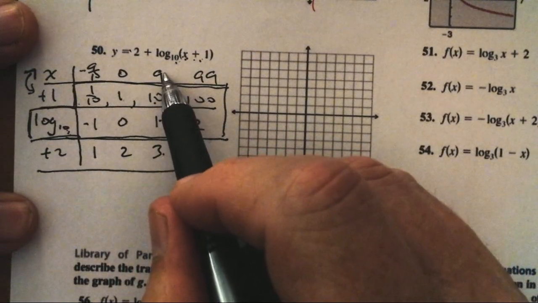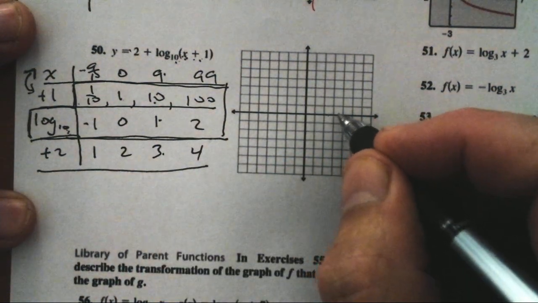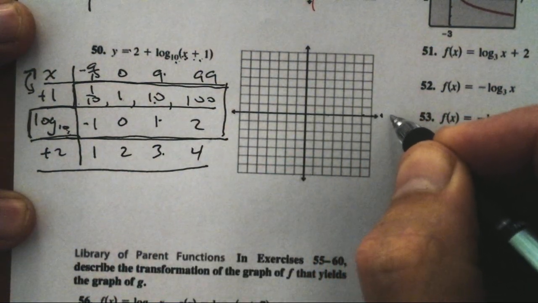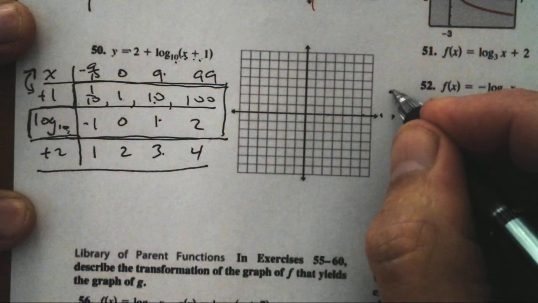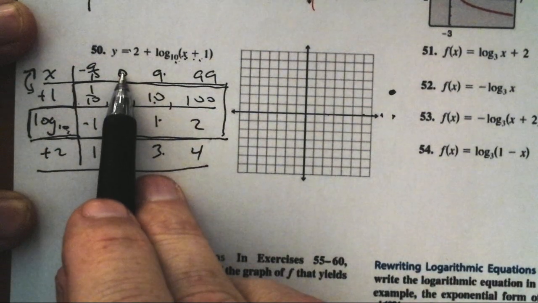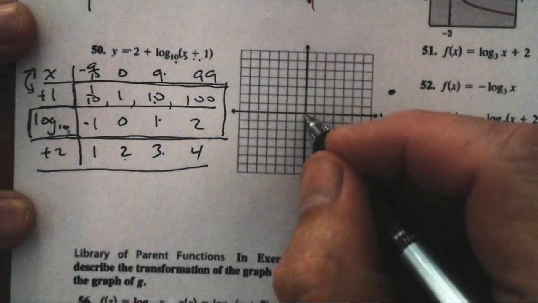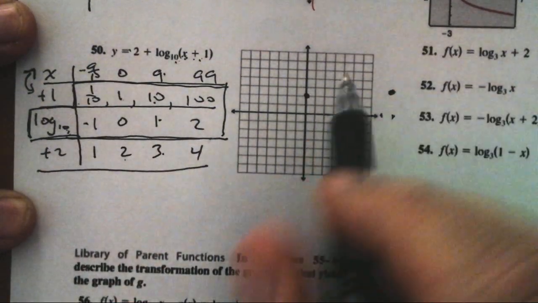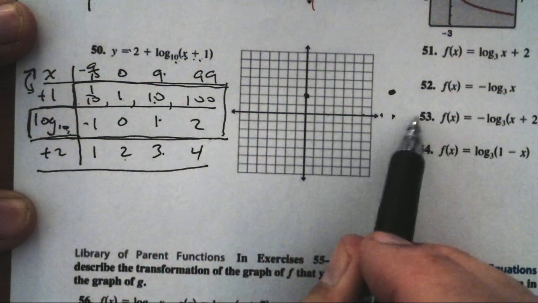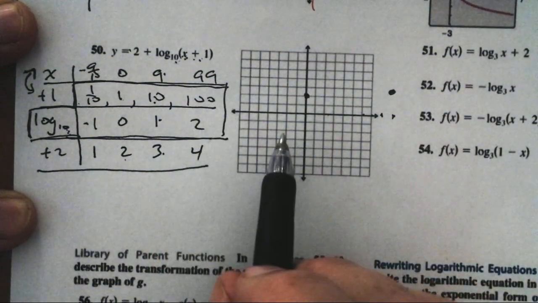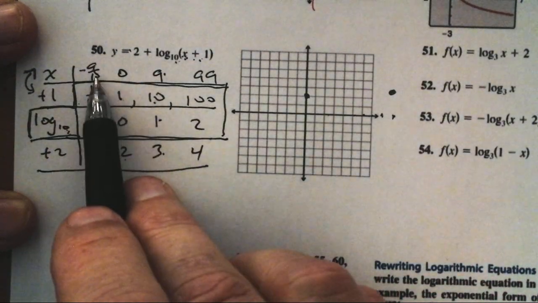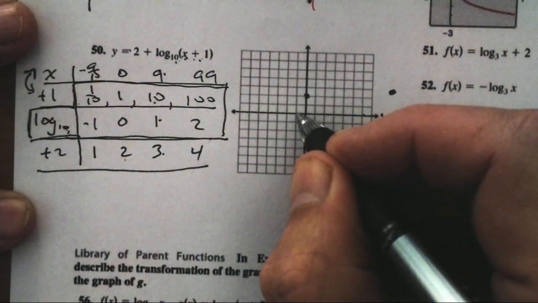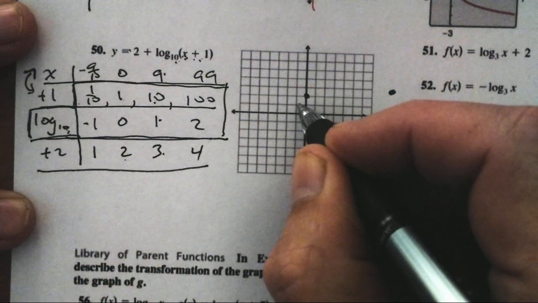So when I choose 9, 1, 2, 3, 4, 5, 6, 7, 8, 9, the graph is up 3. And when I choose 0, the graph is up 2. And if I went out, it would take all the way out to 99 just to get up to 4. So this graph really flattens out. When I choose -9/10, I'm up at 1.